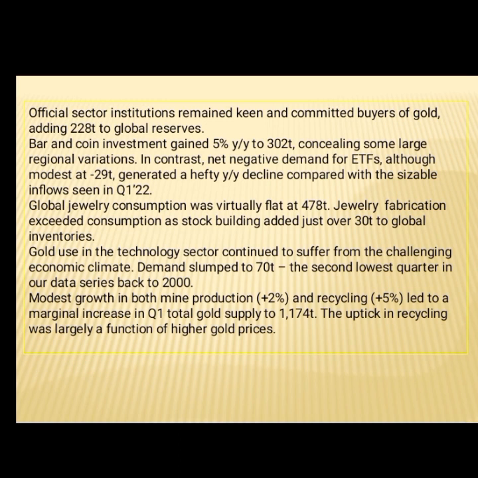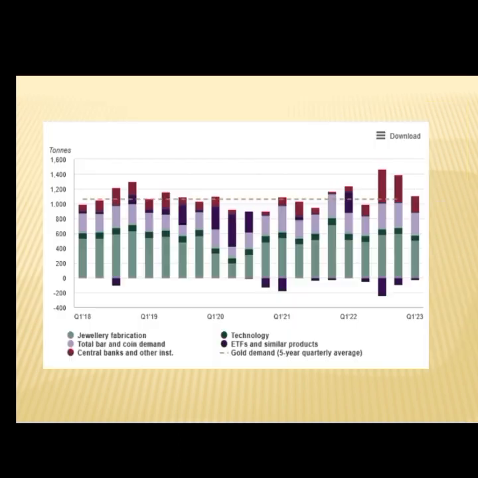Modest growth in both mine production and recycling led to a marginal increase in Q1 total gold supply to 1174 tons. The uptick in recycling was largely a function of higher gold prices. This shows jewelry fabrication, total bar and coin demand, central bank and other institutions, technology, ETFs and similar products, and gold demand versus the 5 year quarterly average.